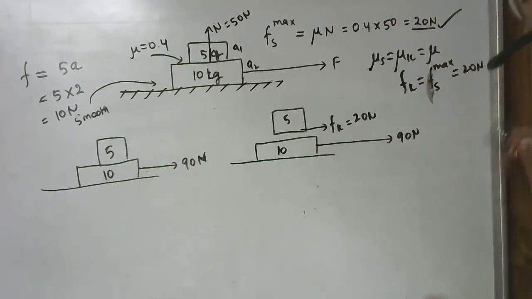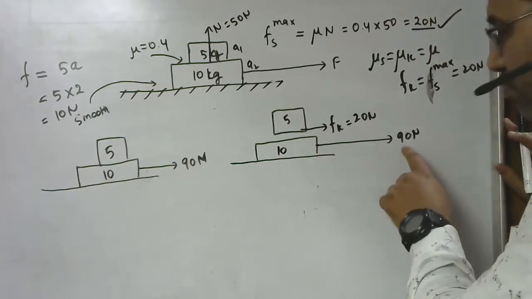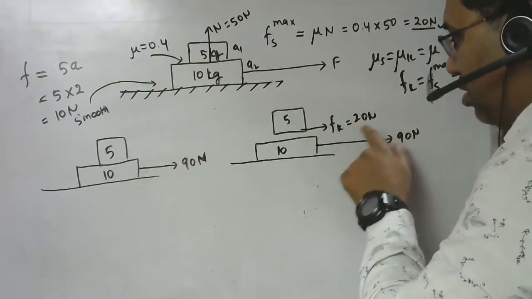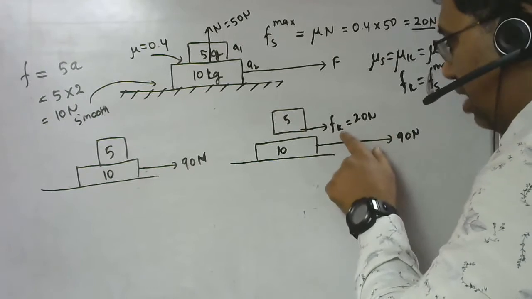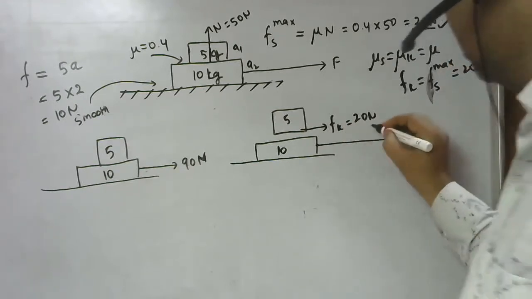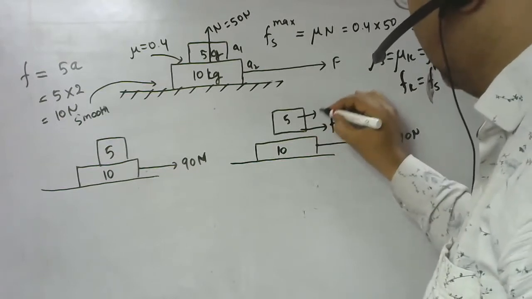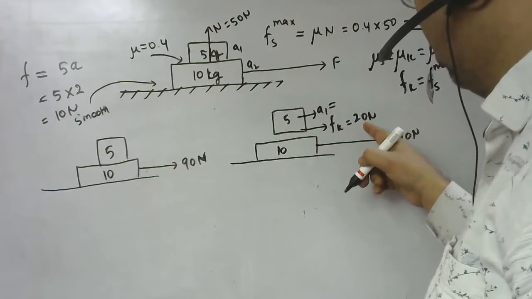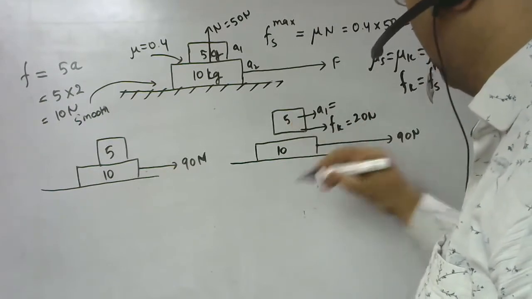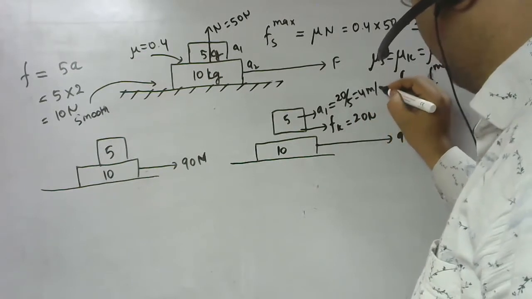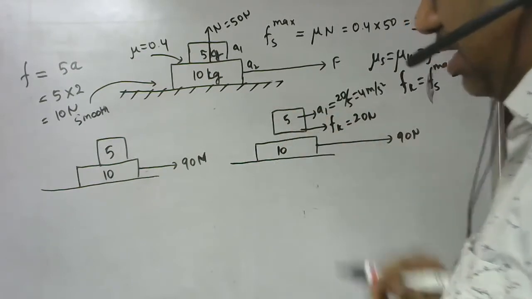I want to tell you that if this external force is above 60 Newton, whatever be the value, this friction will be constant. I mean this 20 Newton will not exceed. So the acceleration is constant. It always has the same acceleration equal to this force 20 Newton over this 5 kg, so 20 by 5, I mean 4 meter per second square. It will have constant acceleration.